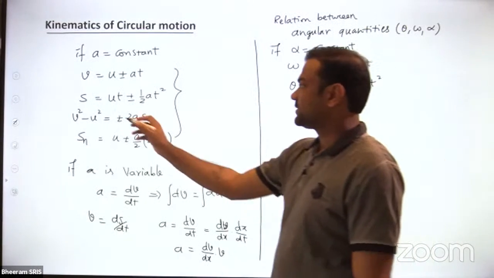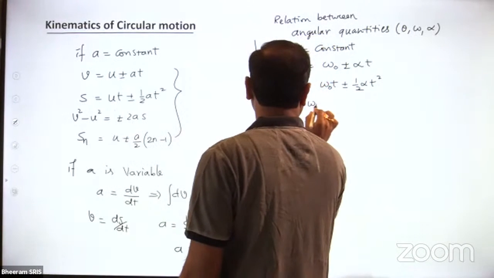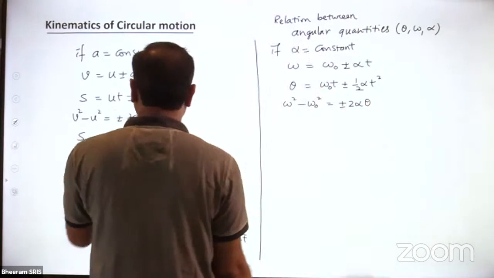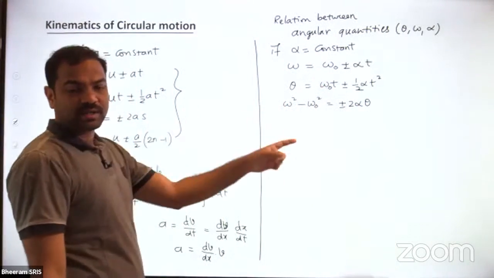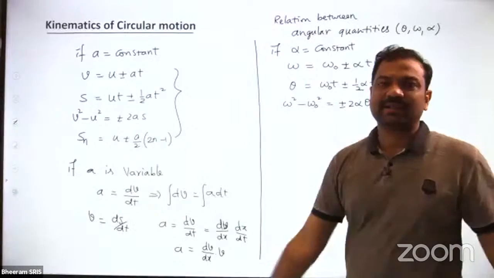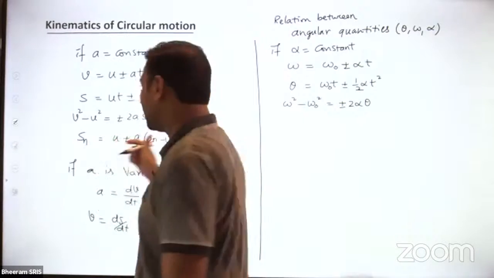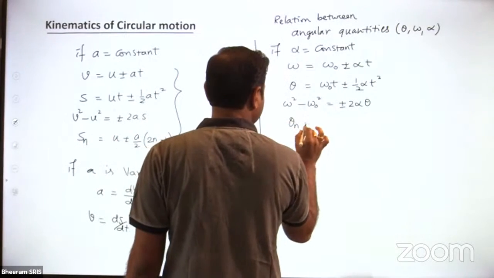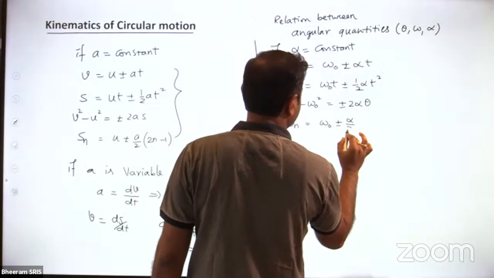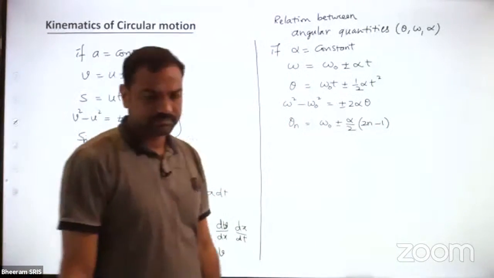Okay, na? So similarly, v square minus u square is equal to plus or minus 2as. How to write down? Omega square minus omega naught square is equal to plus or minus 2 alpha theta. Okay, na? In the place of linear acceleration, we are writing angular acceleration. Just we are replacing all the angular quantities. That's a simple thing. Then what is the angular displacement in the nth second? The angular displacement in the nth second is omega naught plus or minus alpha by 2 into 2n minus 1. So everything goes same.